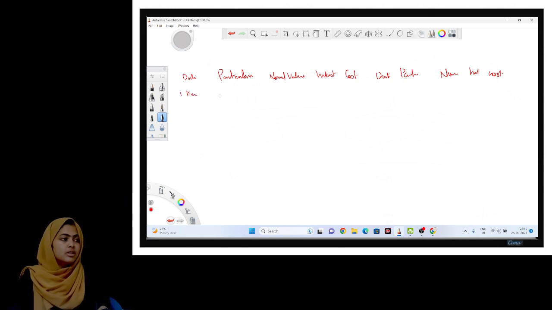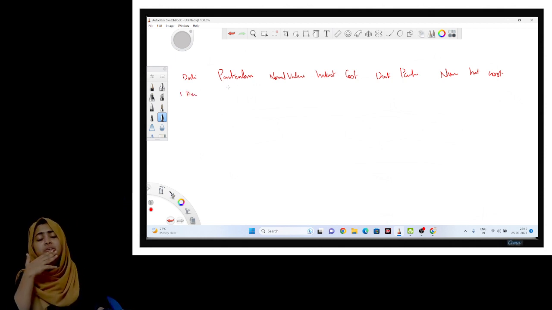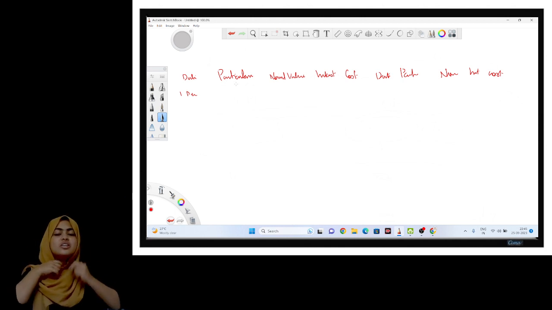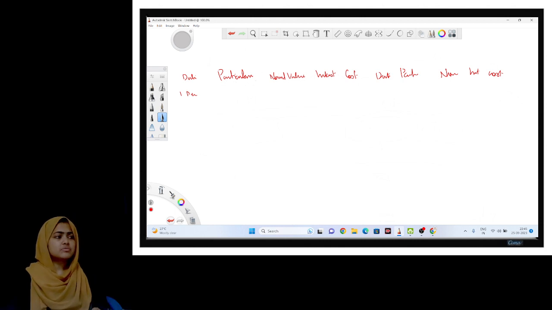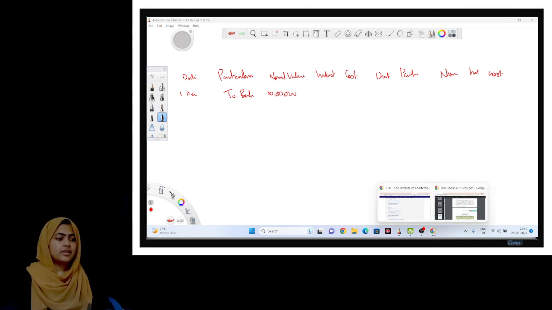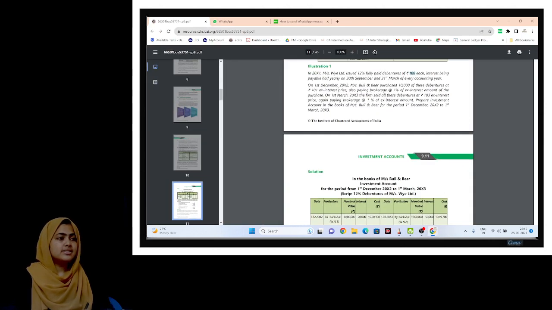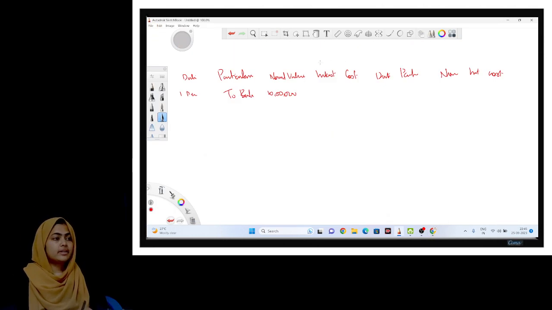1st December. What is the journal entry? Tell me, when you're purchasing a debenture as an asset, what would be the journal entry? Debenture account debited to bank, right? So to bank, the nominal value would be 10 lakh. Now, before that, one thing you have to understand is the debentures' name is 12% debentures, right? So the heading which you give is also very important: in the books of Bull and Bear, 12% debentures of Y Limited. That heading also you have to give.